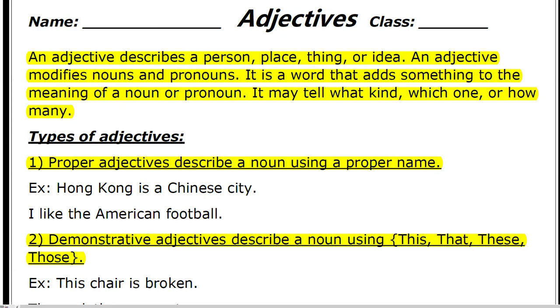An adjective describes a person, place, thing, or idea. An adjective modifies nouns and pronouns. It's a word that adds something to the meaning of a noun or pronoun. It may tell what kind, which one, or how many. So simply, adjectives give us some more information about a noun or a pronoun.